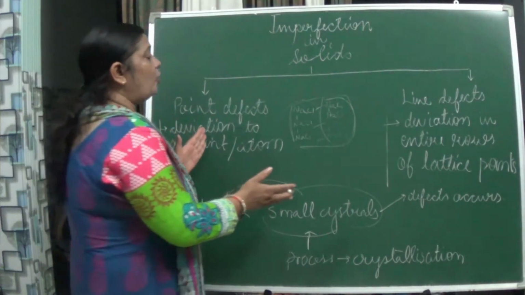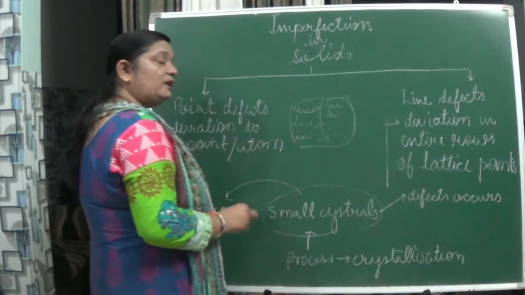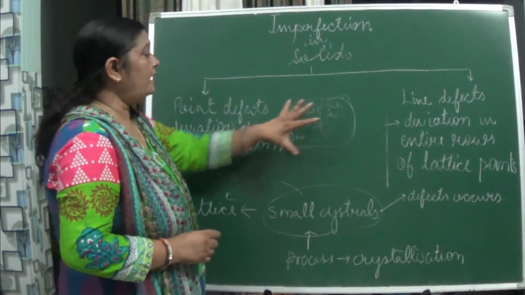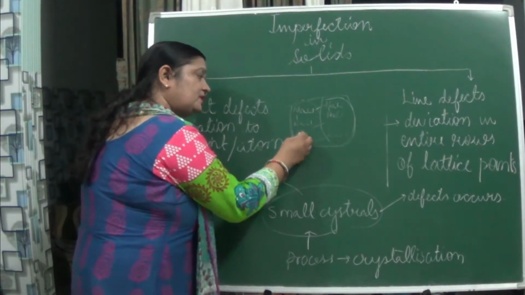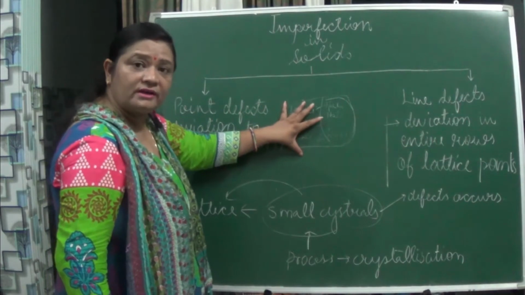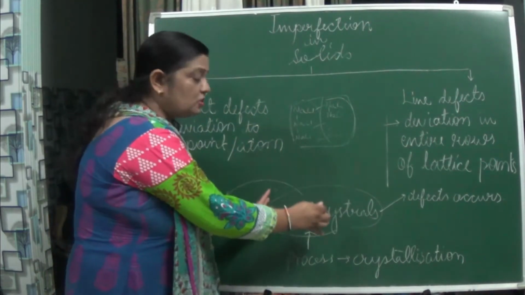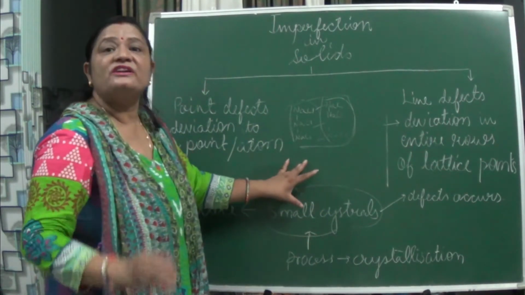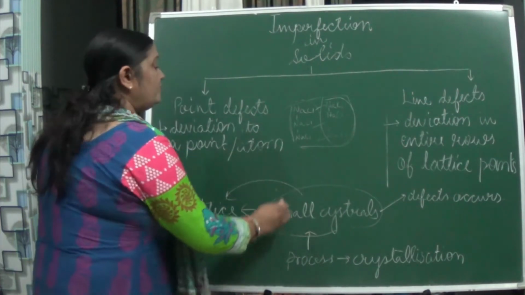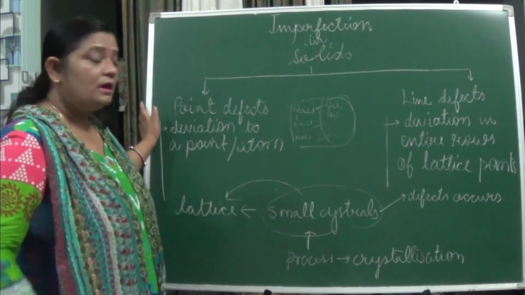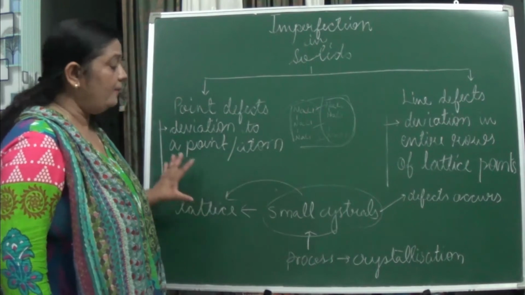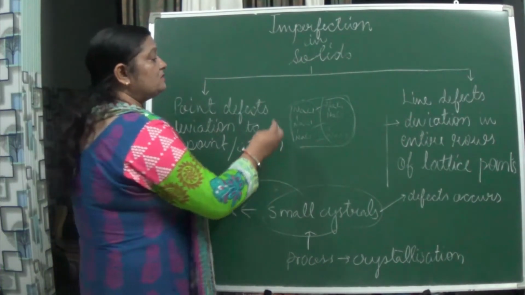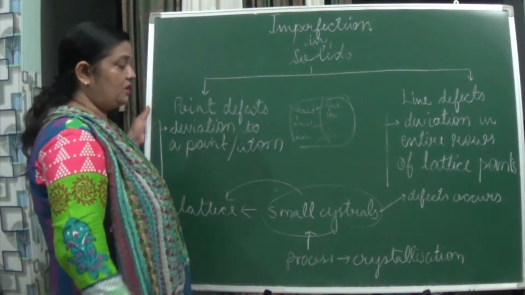And when they are forming the lattice, naturally there will be defects. When these are combining with each other, there can be defects. So while formation of the small crystals, defects can arise, and while formation of the whole lattice also, defects can arise. Here we are going to study about those defects.